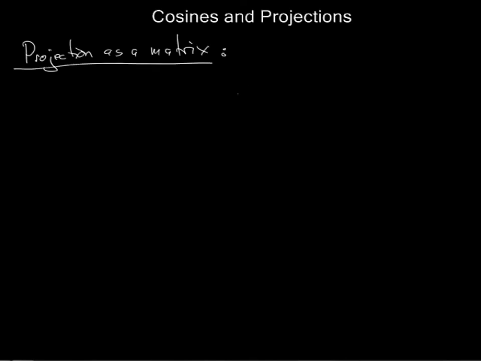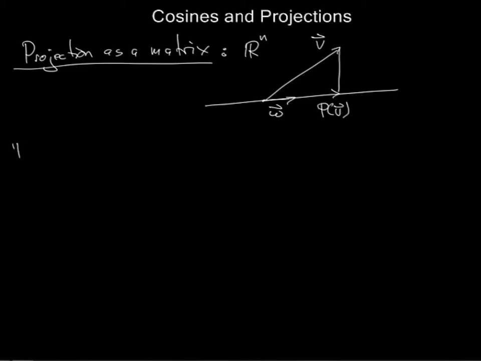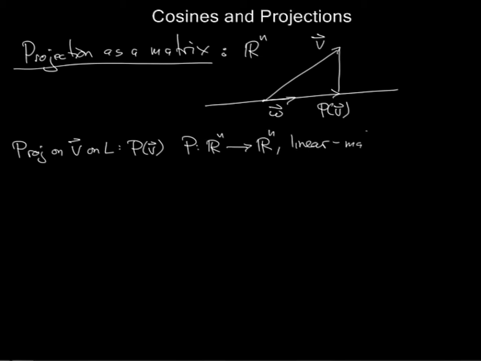Okay, the last thing I want to talk about is how we write down projection as a matrix. So again, the picture is we have a line through a vector w, and we're projecting v onto the line. And so I want to think of this projection operator as a map from Rn to Rn. P of v, P is a map from Rn to Rn, and if you think about it, it's clearly linear, so it has a matrix. What's the matrix of this operation? Well, I have a formula for P of v. It's w dot v over w dot w times w.